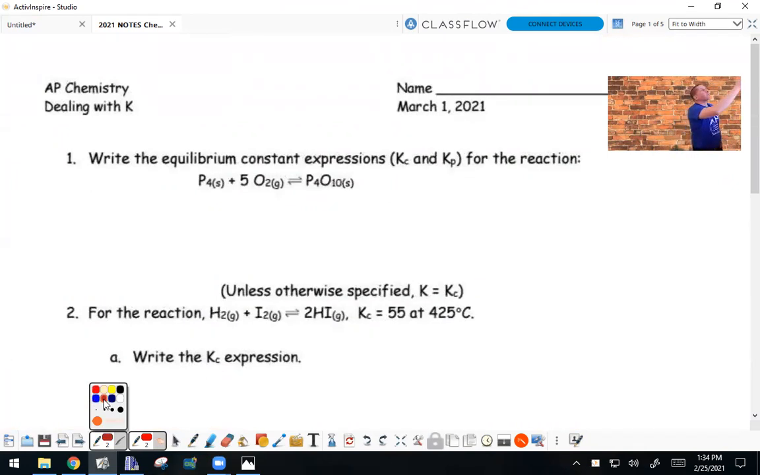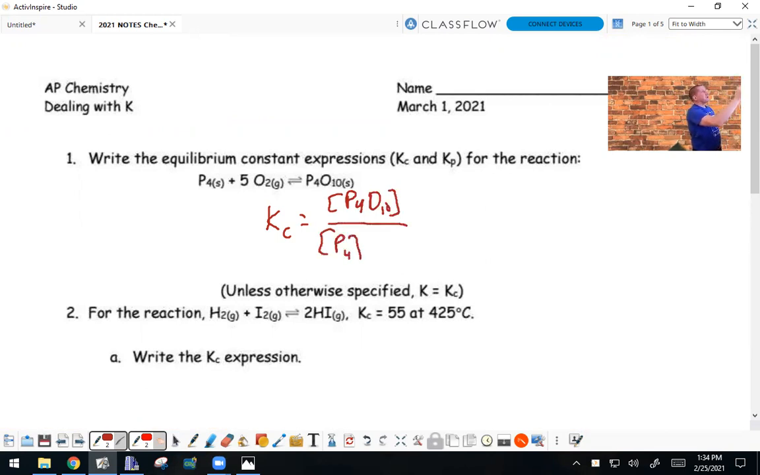All right, so write the equilibrium constant expression. So the equilibrium constant expression is you do the products, P4O10, over the reactants, P4 and O2 to the 5th, but you leave out the pure solids. So this thing is going to be 1 over the molarity of O2 to the 5th power.